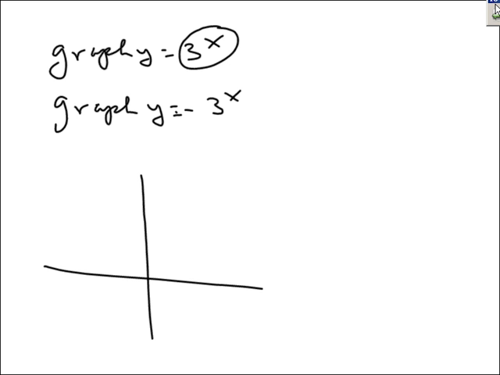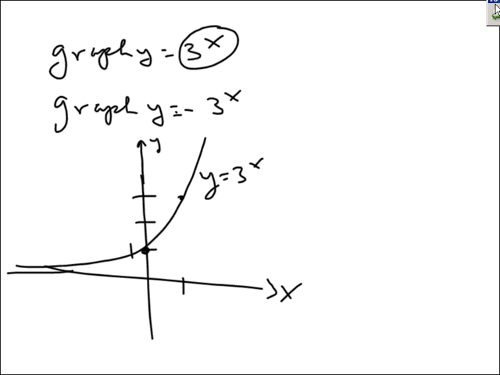When x is 0, 3 to the 0 is 1. When x is 1, 3 to the 1 is 3. Those are the 2 points that I needed to draw my exponential function. This is y equals 3 to the x. The other one is just a mirror image. It crosses at negative 1. Instead of crossing at positive 1, it crosses at negative 1. And when x is 1, the first graph went up 3. This graph is going to go down 3.